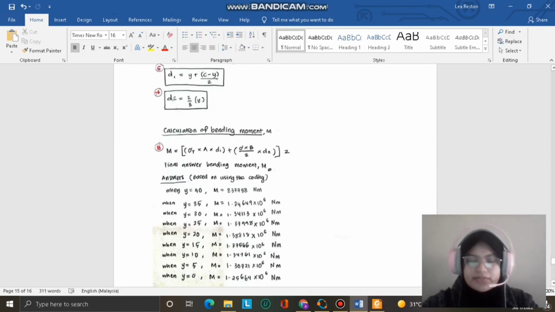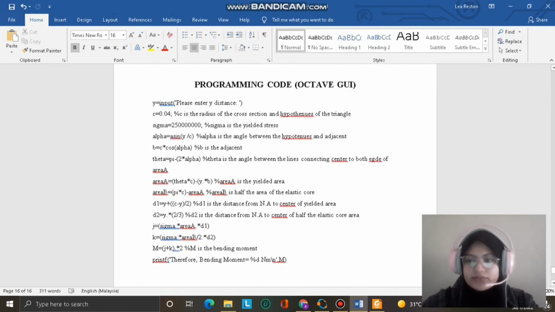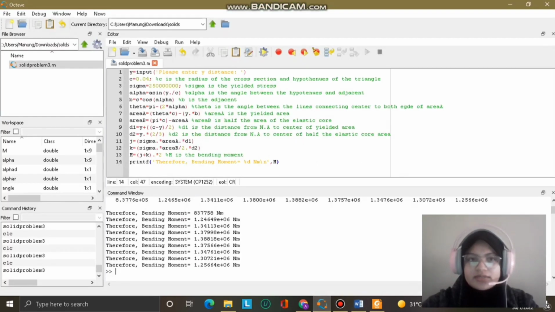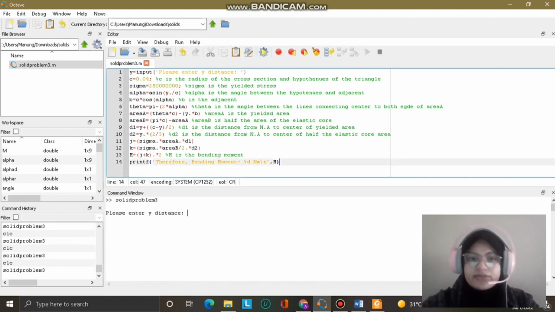My bending moment is really simple. After getting all the values that I want, I just have to key them into the formula over here, and I'll get my final answer, which is the bending moment. So I'll show you my programming code. I use Octave to program. This is the code. Let me clear this section so I can show you how it runs. When we run this, I'll have to input the y distance.